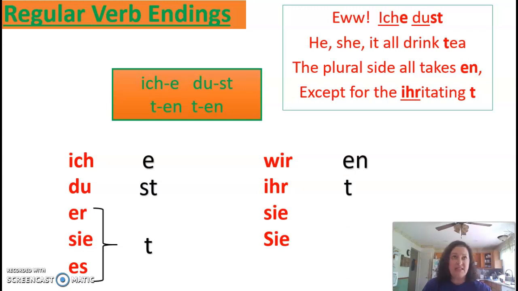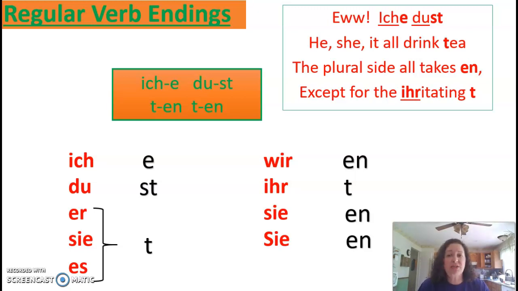Ihr takes a T, so ihr simst. Sie plural, meaning they, takes EN, so sie fahren Skateboard. And Sie formal, if you're talking to me and you're saying you, Frau Miles, Sie tanzen, and so on.